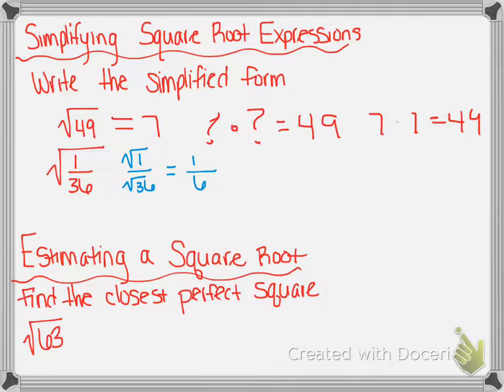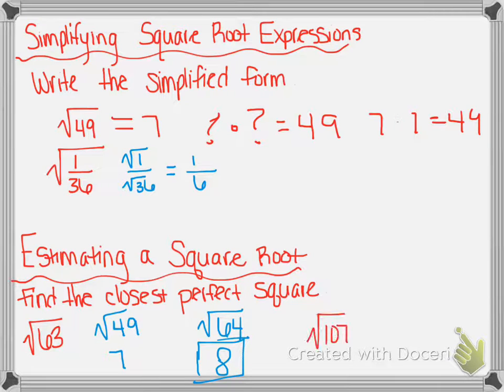So we first need to decide what two perfect squares is it between. Well, if you know your perfect squares, we know that the square root of 49 is a perfect square, and the square root of 64. And the square root of 63 falls nicely in between those. The square root of 49 is 7. The square root of 64 is 8. However, I want you to be able to tell me, is the square root of 63 closer to 7 or closer to 8? Well, I can see 63 is closer to 64. So square root of 63 is going to be closest to 8.